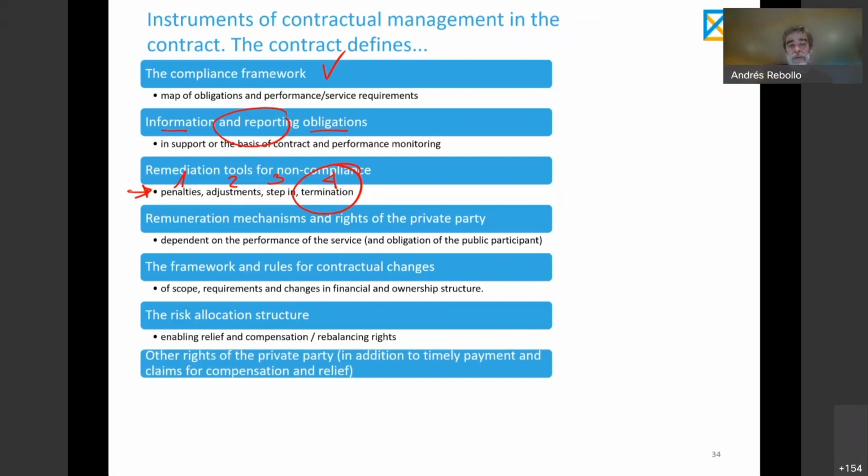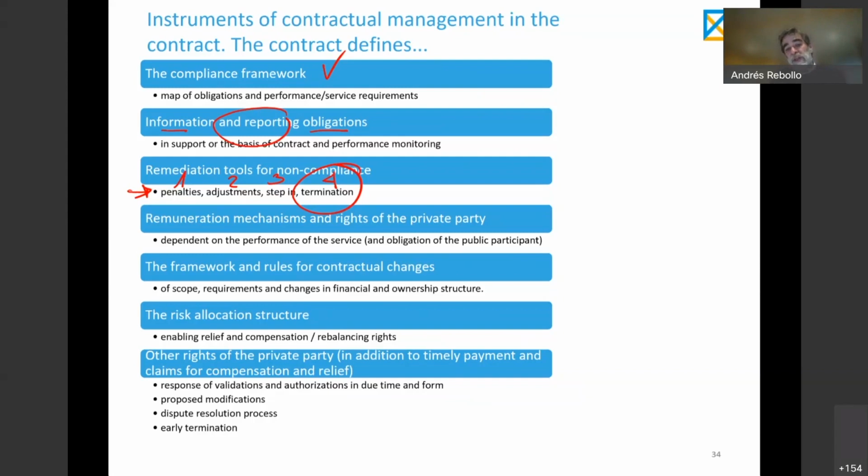Other rights of the private party, in addition to being paid timely or being paid for a claim that has legal merit, for a compensation event, should be covered in the contract. Like what? Like a response to a request for authorization, for example, to open to service, authorization, rights to receive an approval or a rejection for a modification being proposed by the private party.